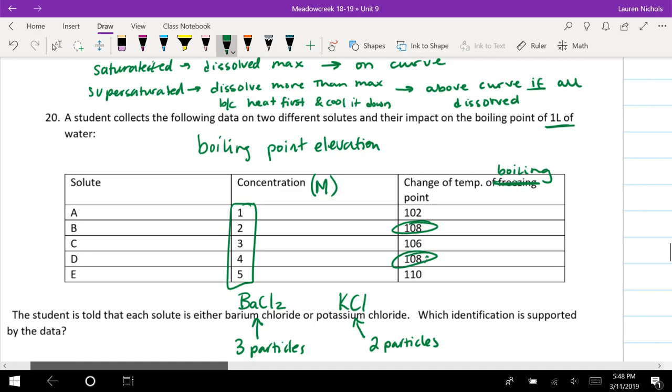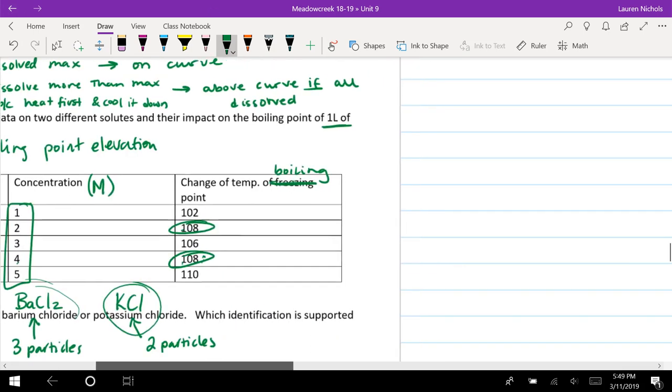But what I do know is that for something that's 108 at a low concentration and something that's 108 at a high concentration, potassium chloride is going to have to be at a higher concentration in order to get to 108, compared to barium chloride, which, since it has three particles, won't need as high of a concentration. Now, for those of you who are like, Ms. Nichols, I know you just said that, but that still doesn't make a whole lot of sense, I think you should put this into a graph in order to really see what that looks like.